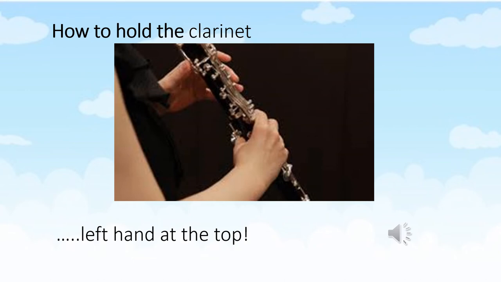Make sure that you are holding the clarinet correctly. Your left hand should be at the top of the clarinet and your right thumb should be lightly supporting the weight of the clarinet under the thumb rest at the back.